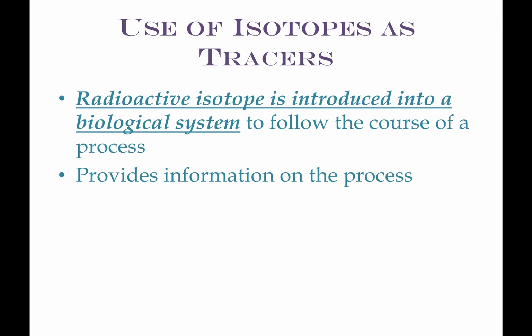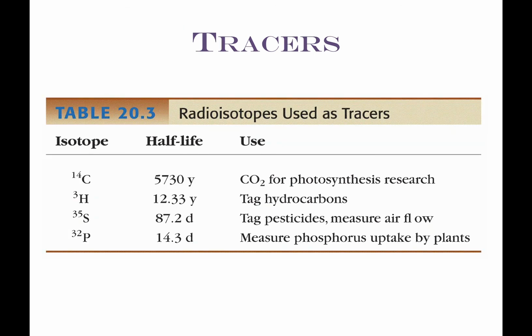We can use radioactive isotopes as tracers. We can do that in biological systems, but we can also do that in medical procedures, as we discussed, and it's going to provide information on how items are processed. These are some of the tracers we can use: carbon-14, tritium, sulfur-35, and phosphorus-32. Tritium can actually tag hydrocarbons. Sulfur-35 they use to tag pesticides and measure airflow. And with phosphorus-32, we can actually measure how well it's being taken up in plants.